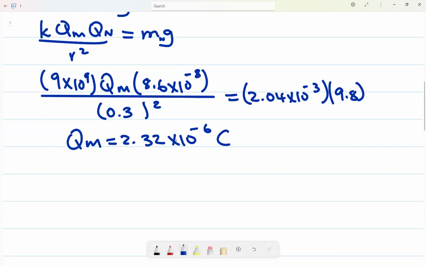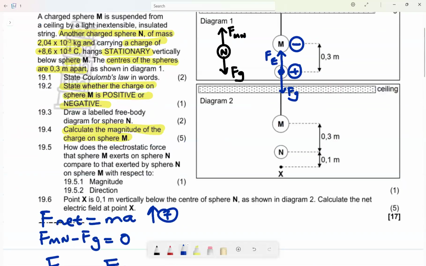Let me see if I did not make any mistake. Let me repeat the process. 2.04 times 10 to the power of negative 3 multiplied by 9.8 multiplied by 0.3 squared. Then we divide all that by how much? By 9 times 10 to the power of 9 multiplied by 8.6 times 10 to the power of negative 8. I get 2.32 times 10 to the power of negative 6 again. So there is the charge.